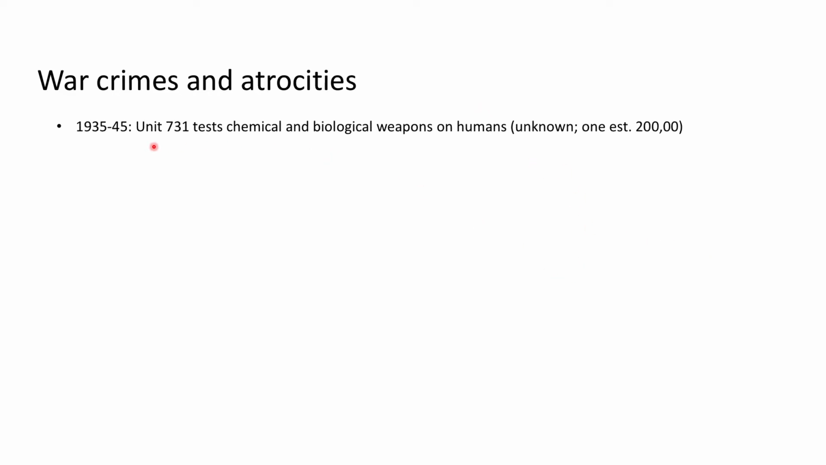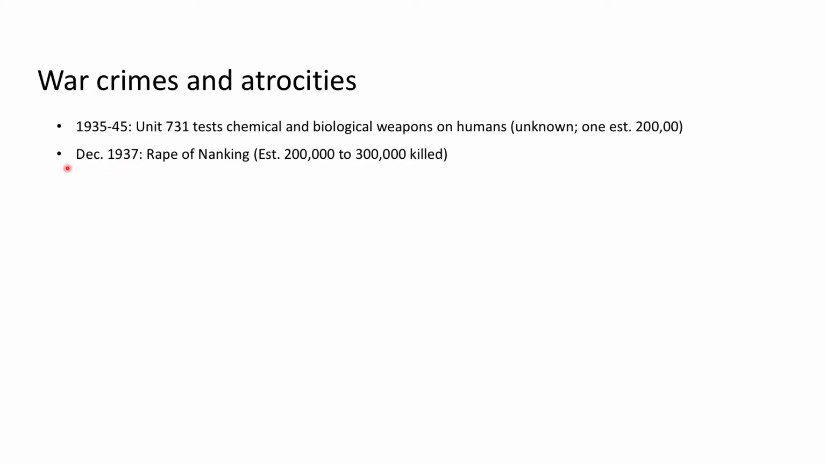Okay, now just to detail some, and just a small portion, of the war crimes and atrocities committed on all sides in the Asia-Pacific War. From 1935 through 1945, the top-secret Japanese Unit 731 tested chemical and biological weapons on humans. And the number of victims of this unit is unknown, but one scholar has estimated that the number is at 200,000. Sorry, there should be another zero there.